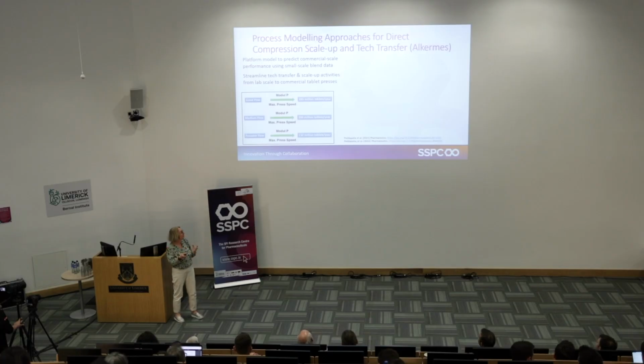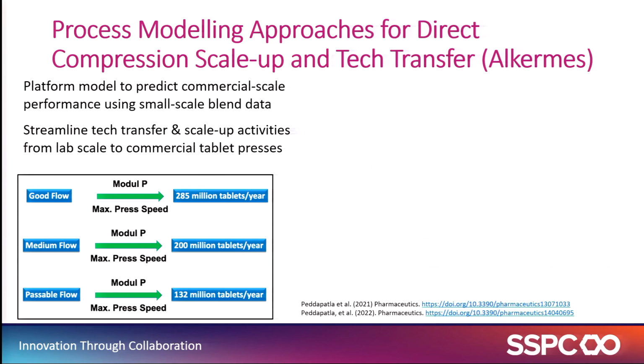Okay, so what we developed really was a statistical model. It was a platform model that could predict commercial scale performance from small scale blend data. And the benefit for Alchemers is to streamline that tech transfer and scale up activities.